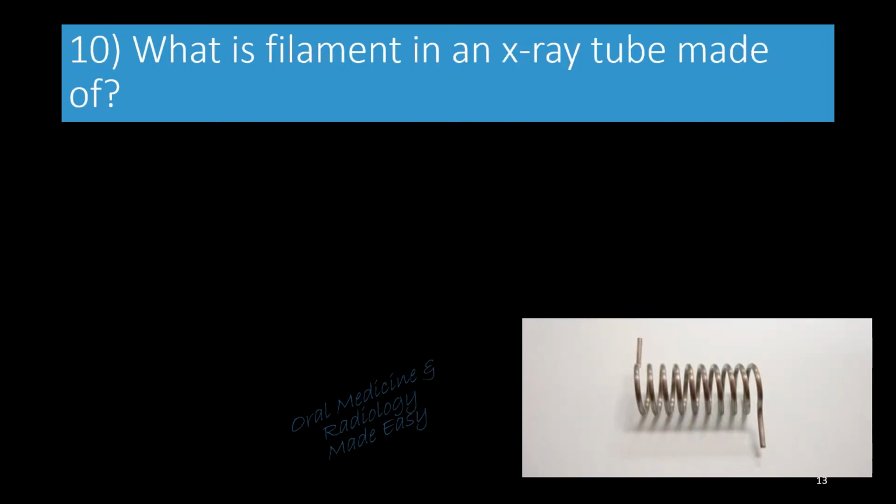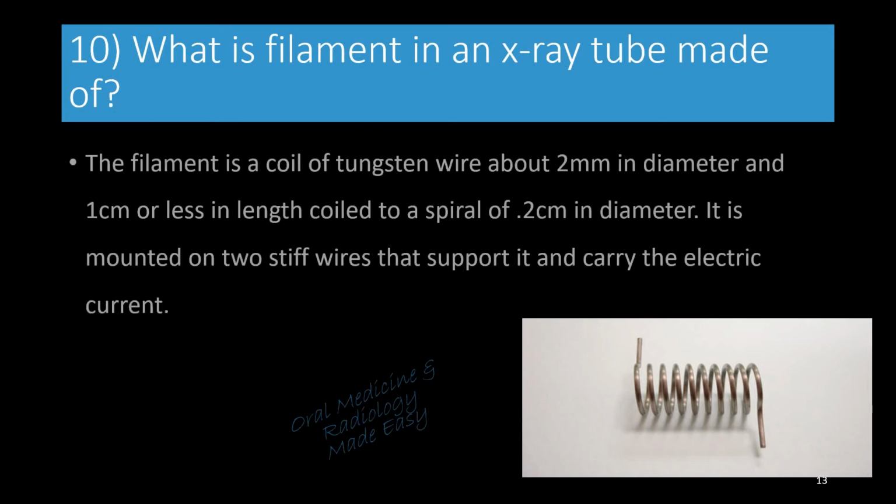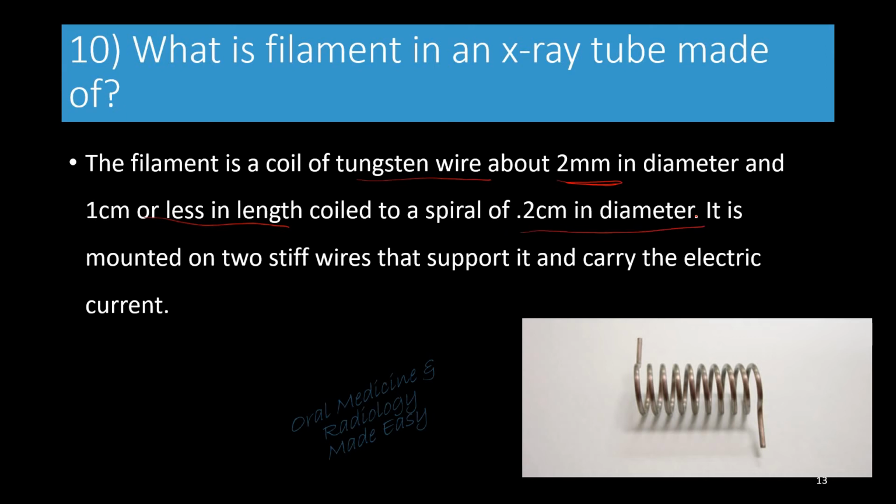What is the filament in an X-ray tube made of? The filament is a coil of tungsten wire which is about 2 mm in diameter and 1 cm or less in length, coiled to a spiral of 0.2 cm in diameter. It is mounted on two stiff wires that support it and carry the electric current.